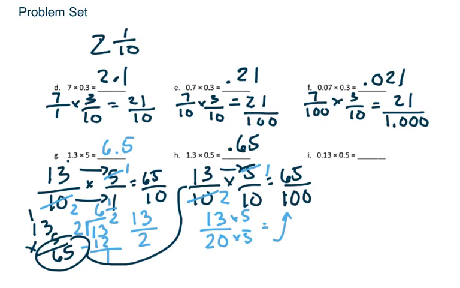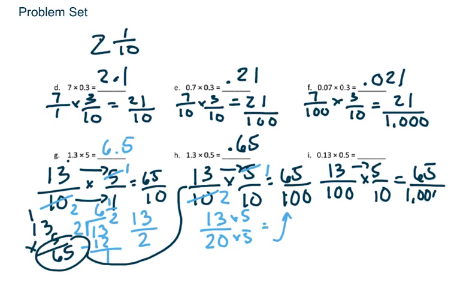Lastly, we have 13 hundredths times 5/10. I'm going to keep this same 65, and now we have thousandths, so this would be 0.065.